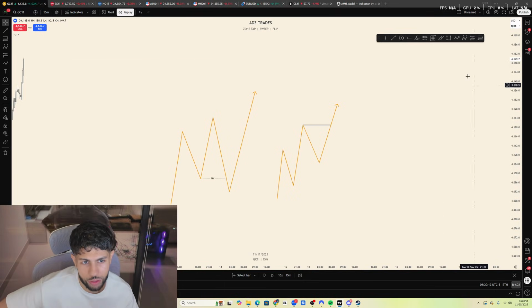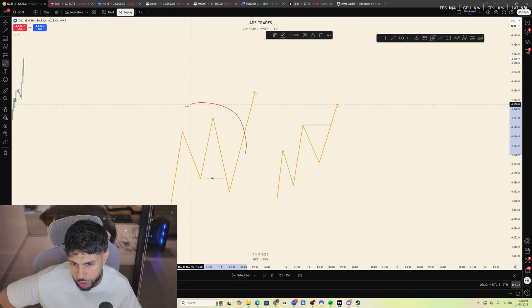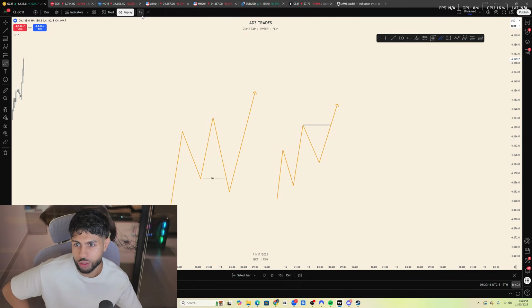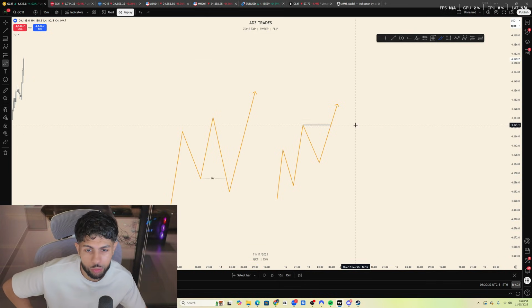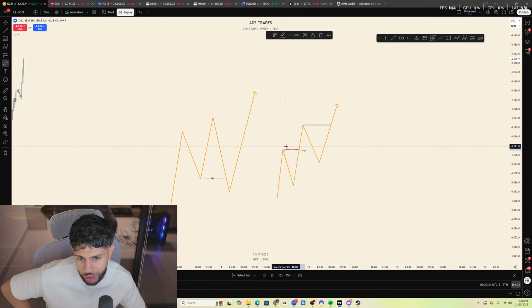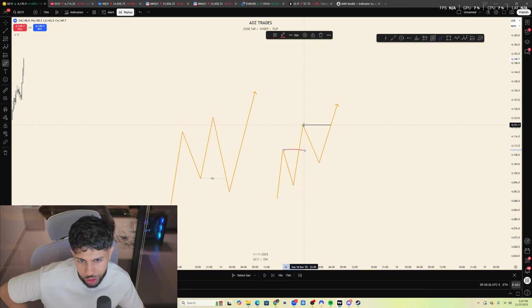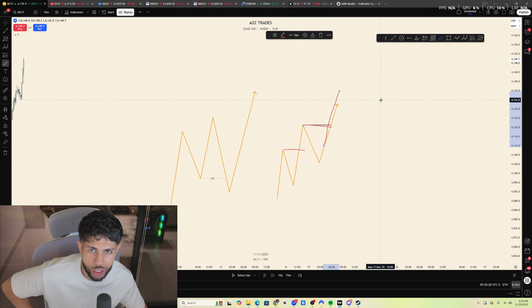So, in today's video, I want to show you the difference between a liquidity sweep, which is where we take a high or low, stop people out, and then rip in the opposing direction, and an actual break of structure where you can see we take a high or low, but we get continuation. We take a high or low, we get continuation.